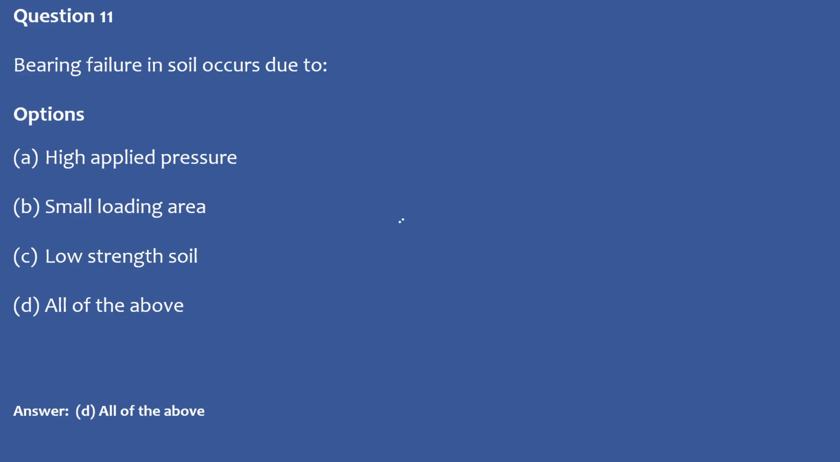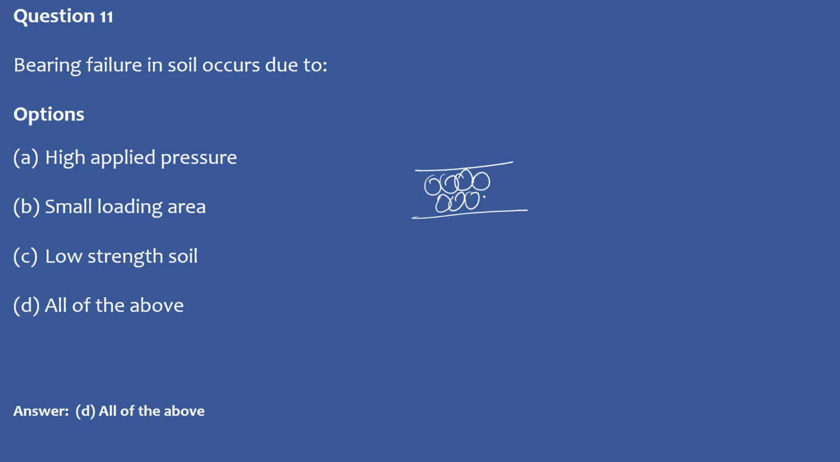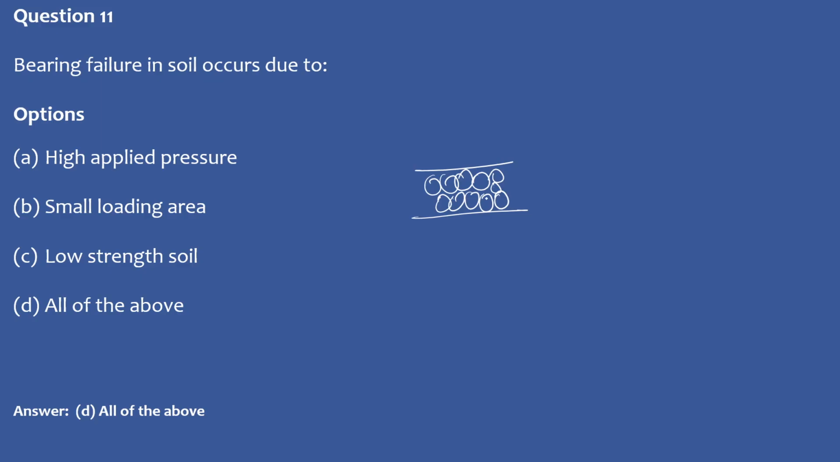So yeah, bearing failure in the soil occurs due to... Usually failure in the soil occurs when your particles are not capable to offer enough internal friction strength. So in that case, your soil particles slide over each other, and basically it leads to the bearing failure. So when can it happen?